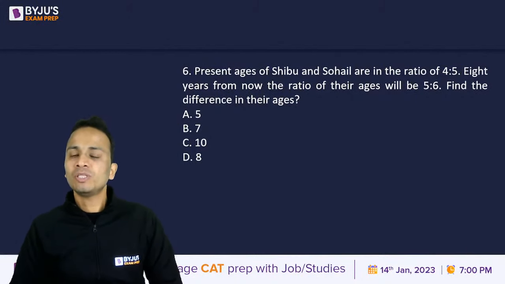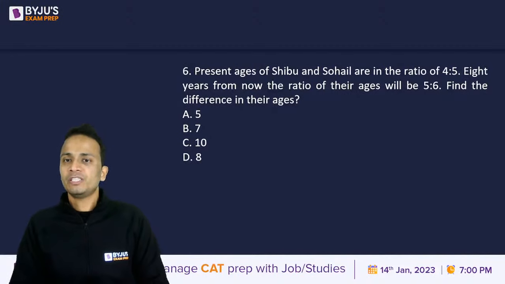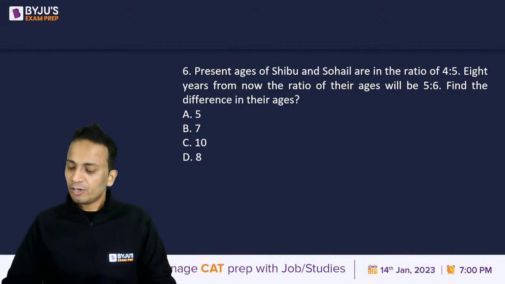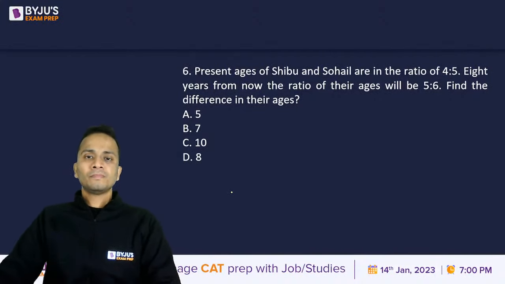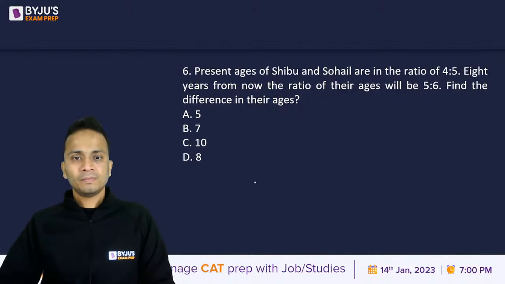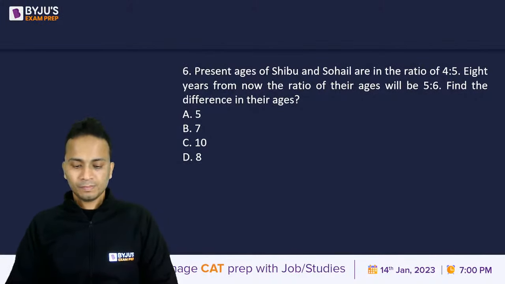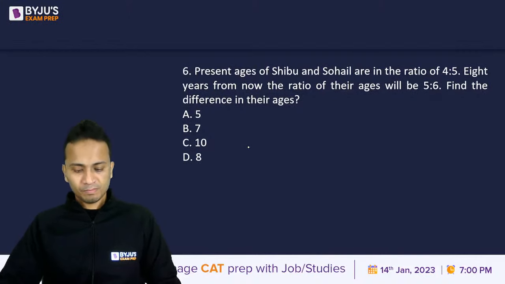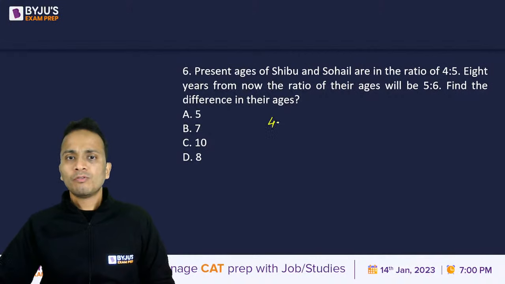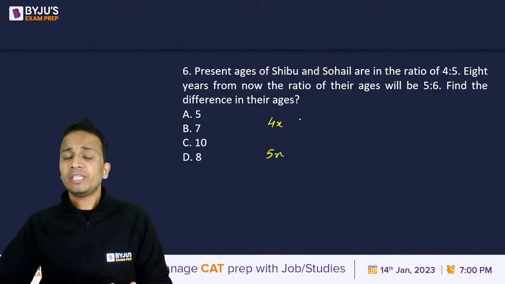The present ages of Shibu and Sohail are in the ratio 4:5. 8 years from now, the ratio of their ages will be 5:6. Find the difference of their ages. A similar question. Any answer? Okay, Sonal. Sonal has given the first answer. Sejal, nice. Okay, so 4x and 5x, assuming their present ages, 4x and 5x.